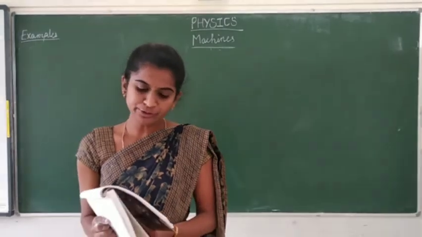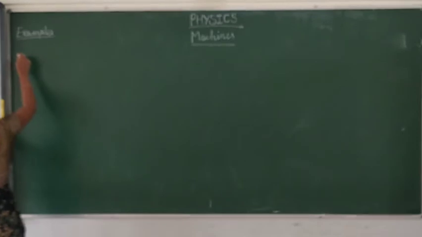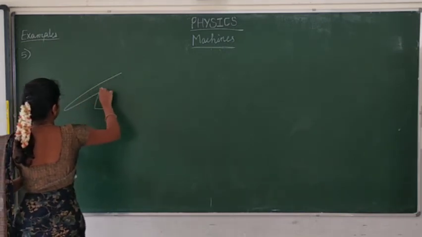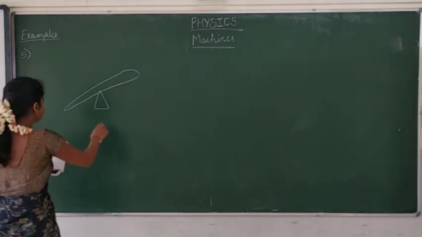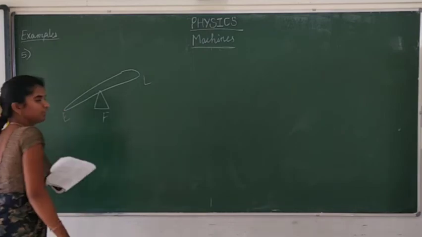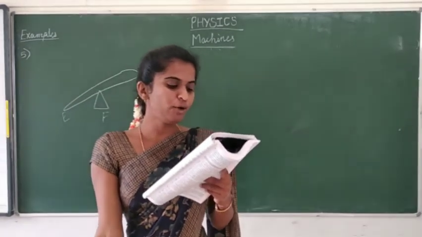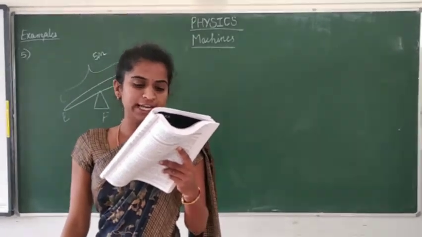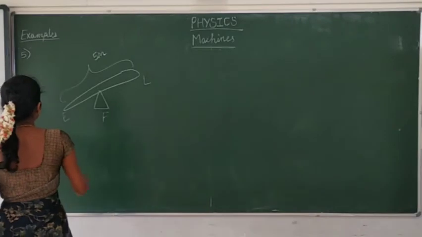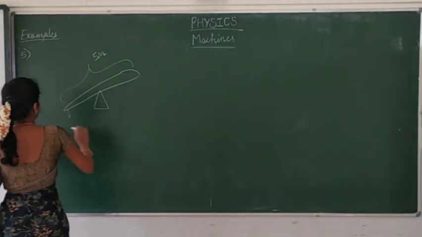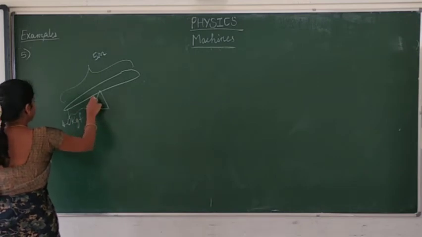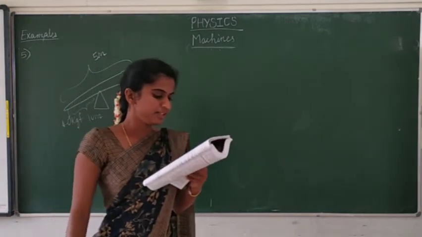A uniform seesaw. A uniform seesaw is 5 meter long. It's supported at its center. That is the fulcrum. A boy weighing 40 kg sits at a distance from the center, that is 1 meter from the center of the seesaw.